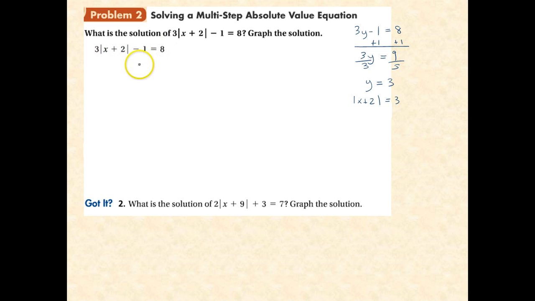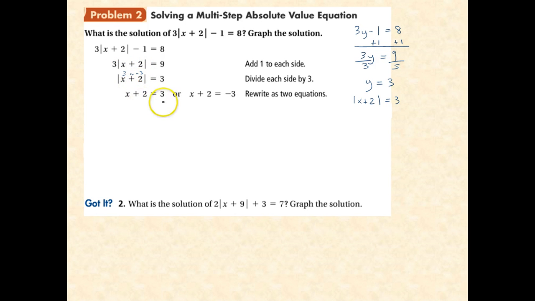So what do we do? We're going to add 1 to both sides, divide both sides by 3, and we've got the absolute value of x plus 2 equals 3. Once the absolute value is by itself, now we can say that the inside here has to equal 3 or negative 3. So we get our two equations. X plus 2 has to equal 3, or x plus 2 has to equal negative 3.